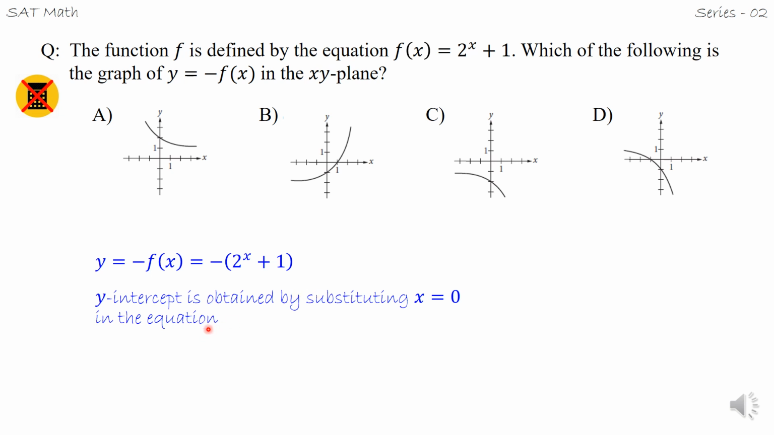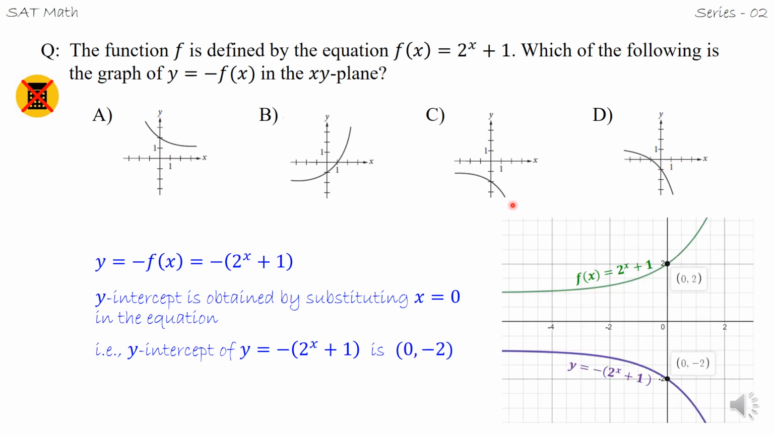And we know the y-intercept is obtained by substituting x equal to 0 in the equation. So if you substitute x here, we will get 0, minus 2 as the y-intercept. Let us see from the graph which one has got 0, minus 2. So here it is 0, plus 2. Here it is 0, minus 1. Here it is 0, minus 2. And here it is 0, minus 1. So option C is the correct one.